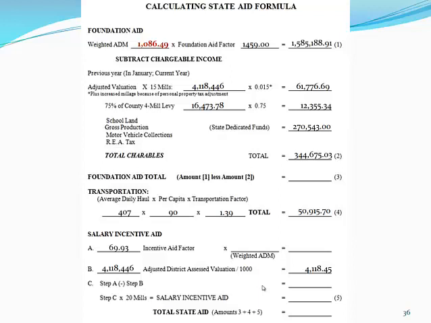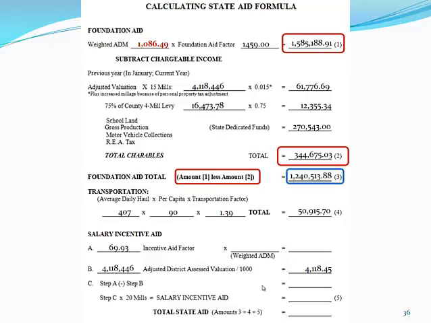And what this means in the foundation side of the formula is the state is going to give this district $1,585,188.91. But remember, the district has to subtract what it could make on its own through property taxes and state dedicated funds. So that's why we subtract line 2 from line 1, and the total on the foundation side is $1,240,000 and some change. If this number were negative, you change it to 0. You have to change it to 0.